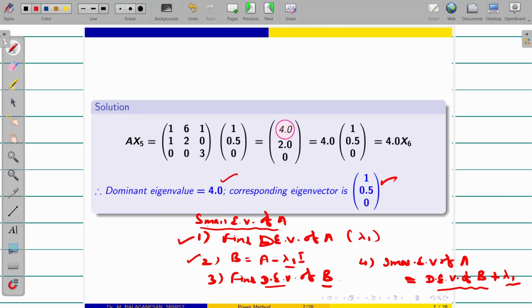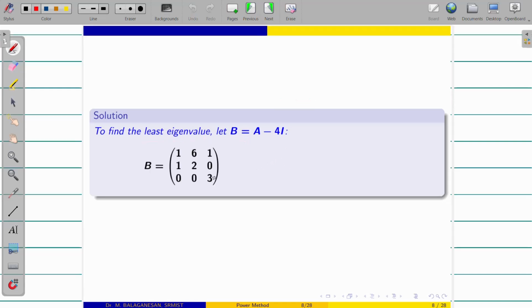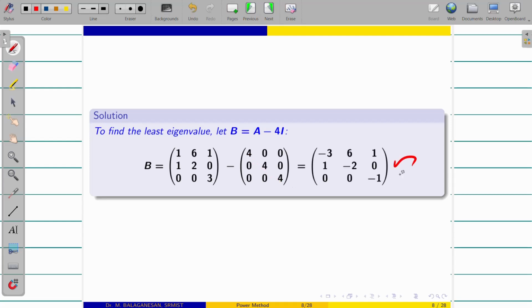Right. Now, what is our aim? We have to find the dominant eigenvalue of B. We have to form a new matrix B. To find the least eigenvalue, we form the new matrix B equivalent to A minus lambda 1 into I. Lambda 1 we found in the previous step. Lambda 1 is equal to 4. So B is equivalent to A minus lambda 1 I, that is A minus 4 into I. In the diagonals, you have to multiply with the constant, 4. Then I will get the new matrix. This is my new matrix B.